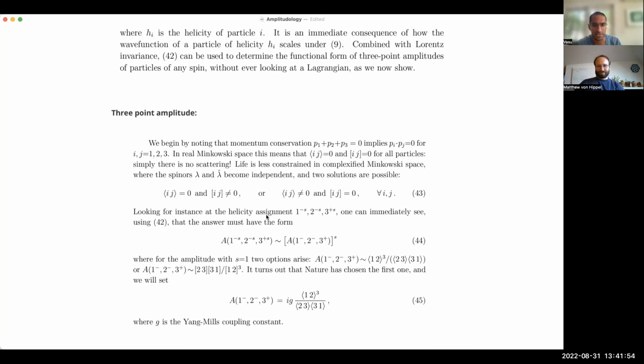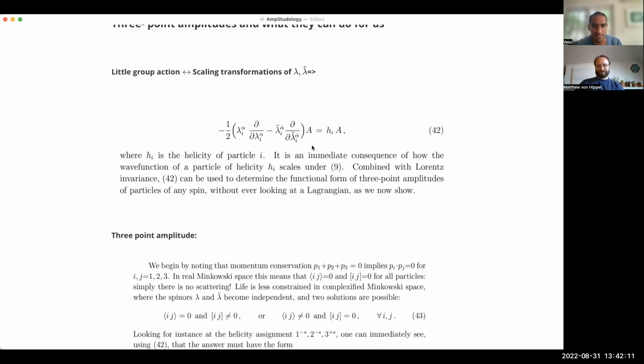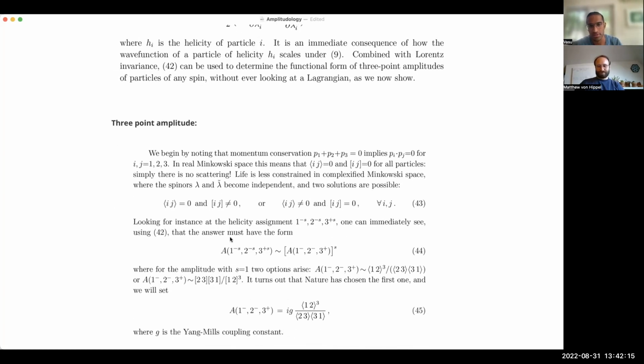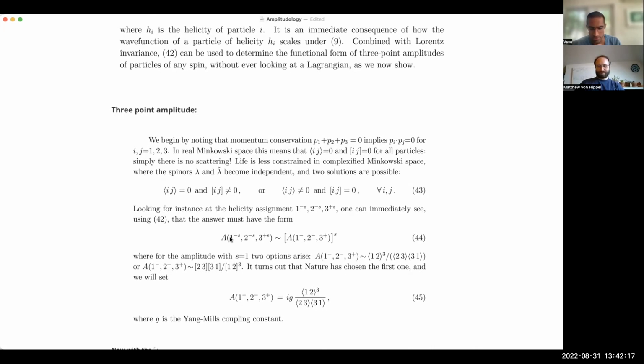if you look at the helicity assignment minus minus plus for helicity s particles, then all we need to know is the minus minus plus helicity amplitude with helicity equals 1, and then raise it to the power s. That just comes from the scaling here, and the fact that this is probably a rational function as we described. So it's easy to see that that's very likely the case.